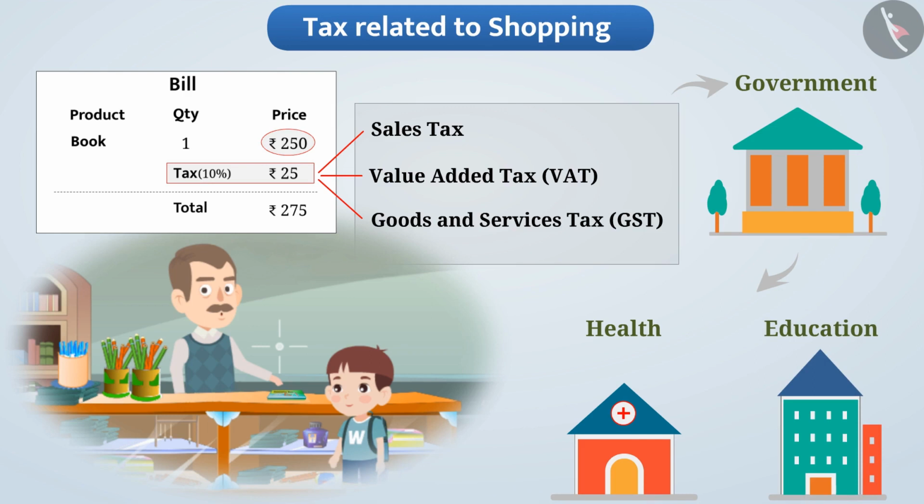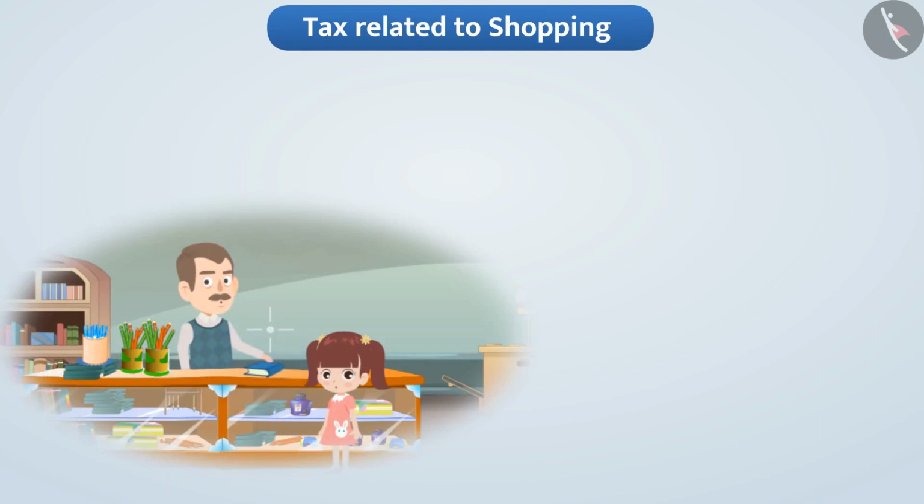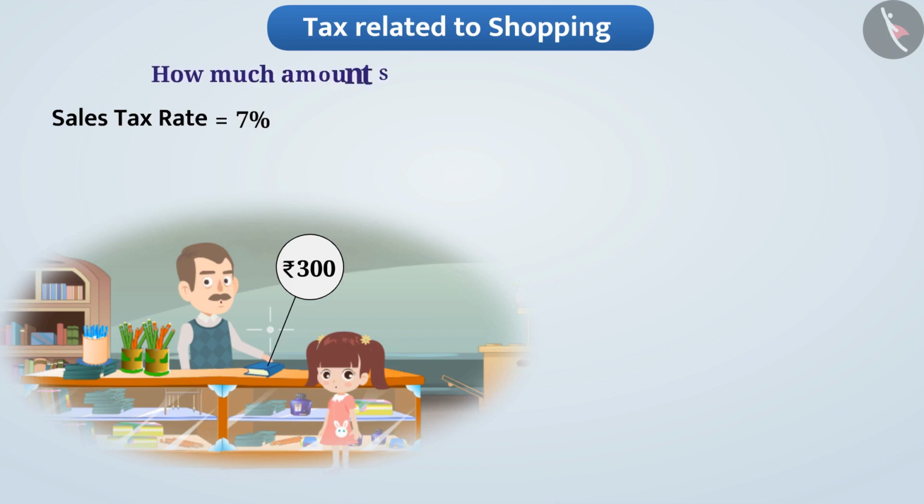Most taxes are represented as percentage. Let us learn some examples of how they are calculated. Saili buys a book worth rupees 300. If the sales tax rate is 7%, then how much amount must she pay to the shopkeeper?